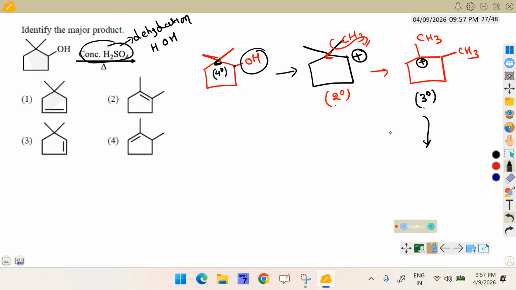It follows Saytzeff's rule. The Saytzeff product is the major product. Remove the hydrogen atom from the beta carbon which contains fewer hydrogens. So this is a beta carbon, and this is also a beta carbon with respect to the carbocation. Here only one hydrogen atom is present, but here 2 hydrogen atoms are present. Remove the hydrogen atom from the beta carbon which contains fewer hydrogens. CH3, CH3. The second option is correct.